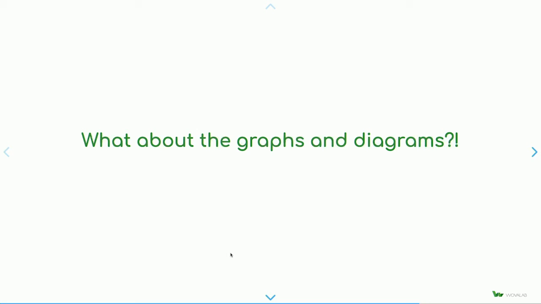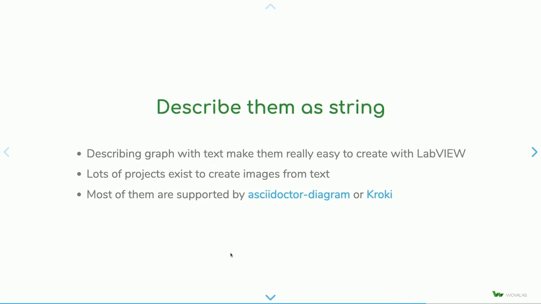I showed you in the examples some diagrams, some graphs. We are just going to describe them as string. And because it's string, it's really easy to create with LabVIEW. And there are lots of projects that exist to create images from text. Most of them are supported by the Asciidoctor-diagram extension or the Kroki server. Kroki is a server you can send a text representing a diagram and get the images.